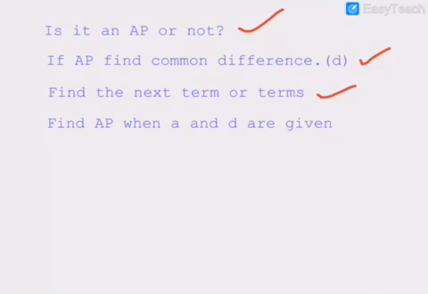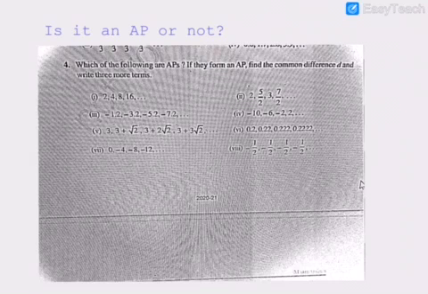And the last one, find the arithmetic progression itself. They will give you only the first term and the common difference. You'll have to draw the entire series or entire progression. You'll have to make it by yourself. These 4 are the types of questions that we get in our first exercises. Now let us see. These are the questions given.